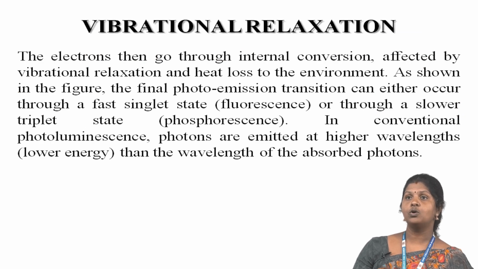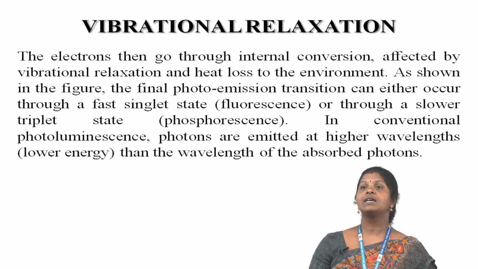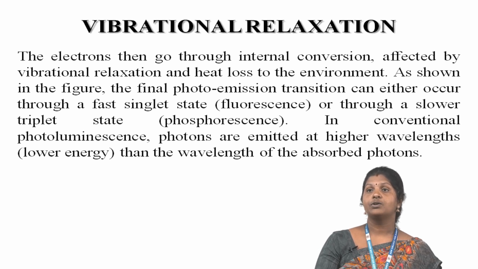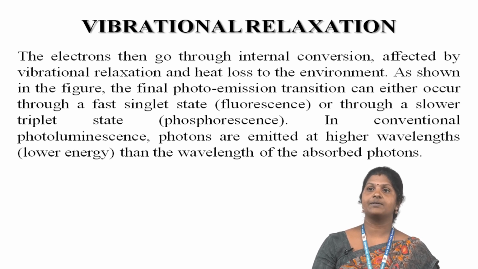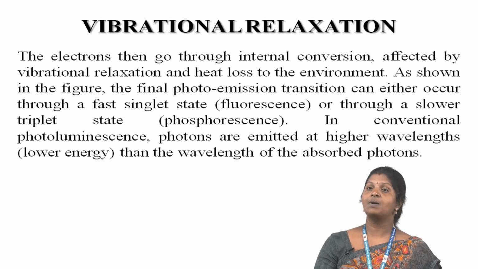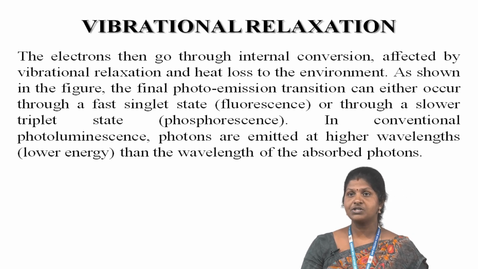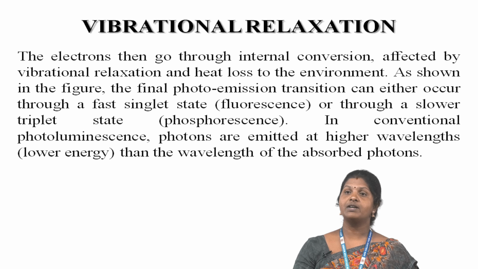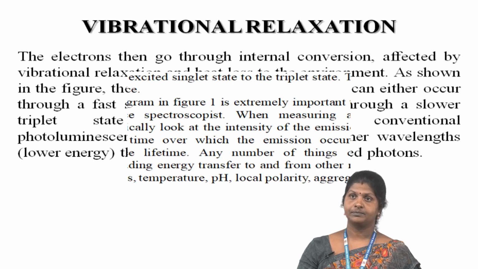Electrons then go through internal conversion. They are affected by vibrational relaxation and heat loss to the environment. As shown in the figure of the Jablonski diagram, the final photoemission transition can occur either through a fast singlet state, which means fluorescence, or through a slower triplet state, which means phosphorescence. In conventional photoluminescence, photons are emitted at a higher wavelength, that means lower energy, than the wavelength of absorbed photons.